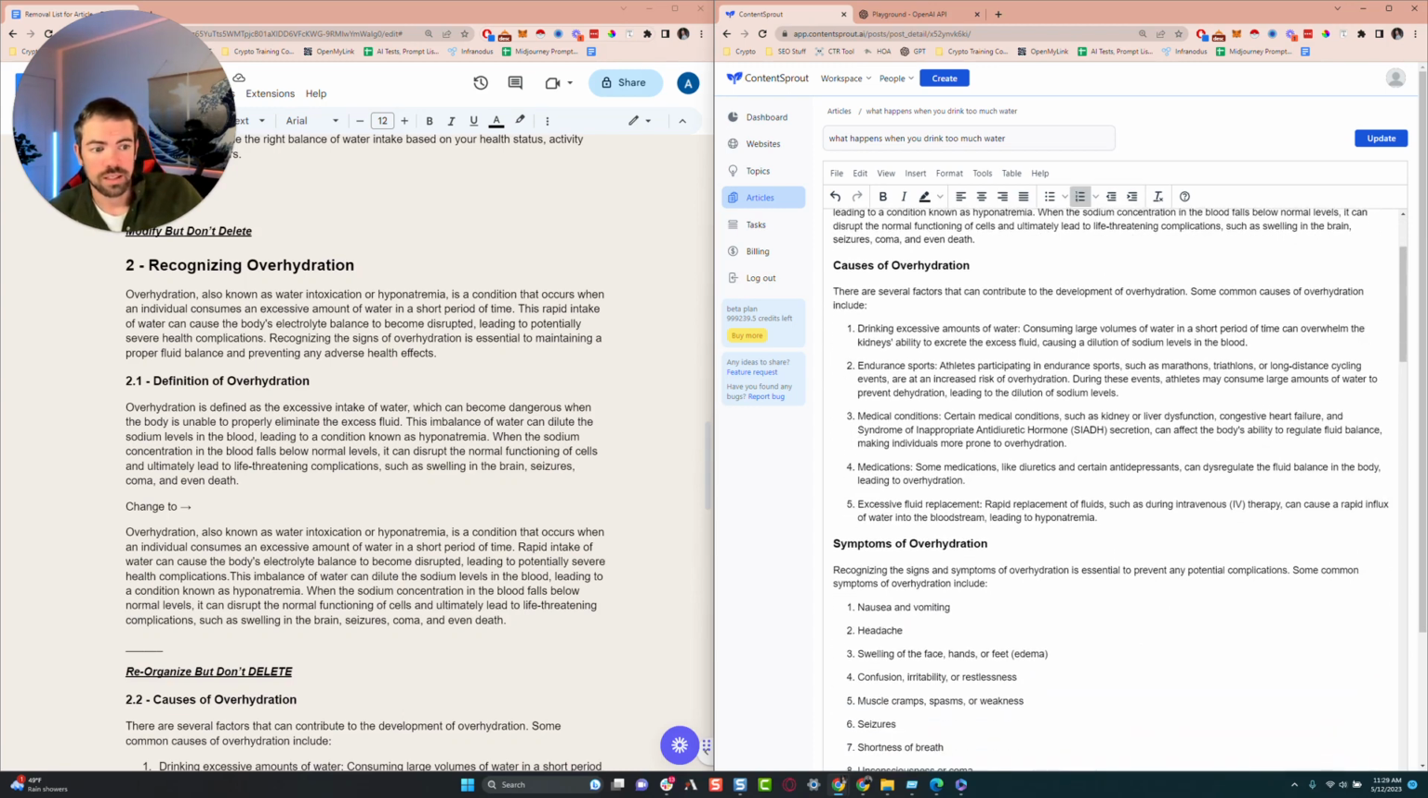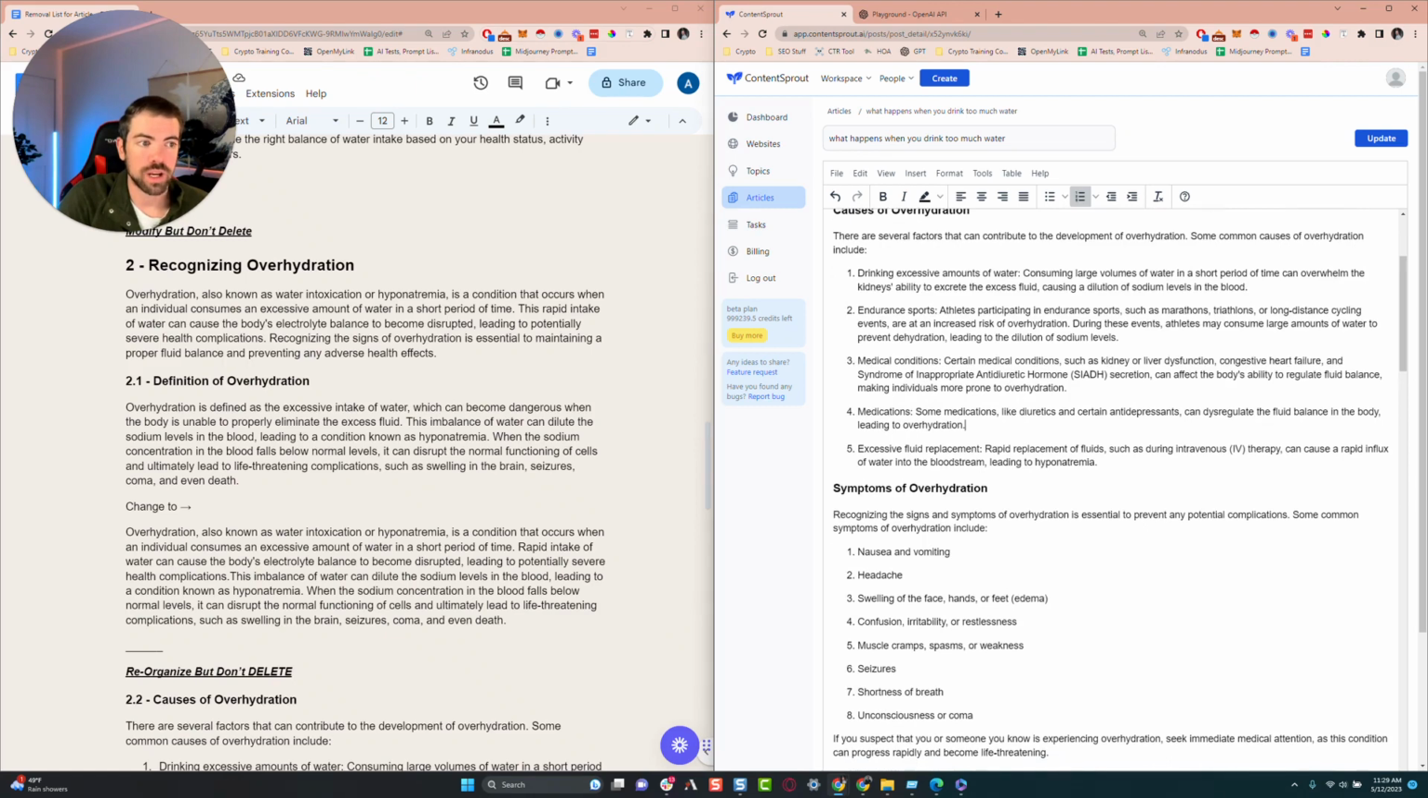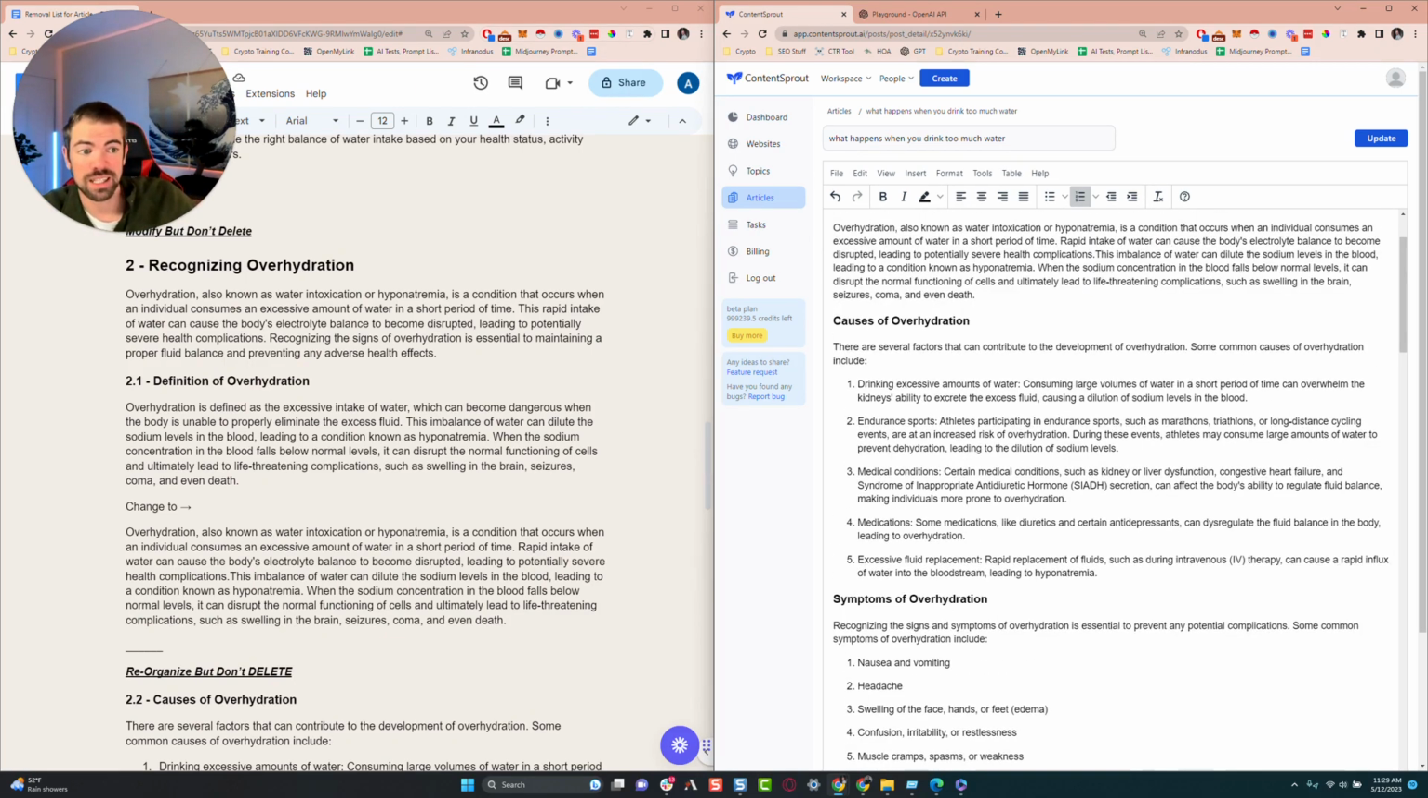Cause: drinking excessive, cool, endurance sports, medical, medications, excessive fluid. Let's see if there's any. Okay, so if it does talk about specifics such as syndrome of inappropriate antidiuretic hormone, make sure this is real. Like, it sounds real, right? But make sure it's real. That's all I got to say about this. So anytime it does that, great. That's the other thing the expert's doing. In these lists, just make sure, hey, is there any data? Is there a study? Anything like that. Try to always find something that you can point out.